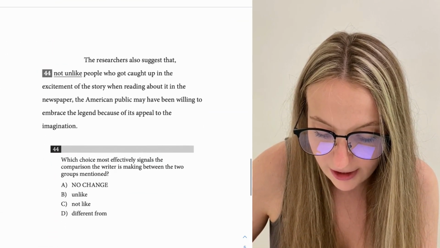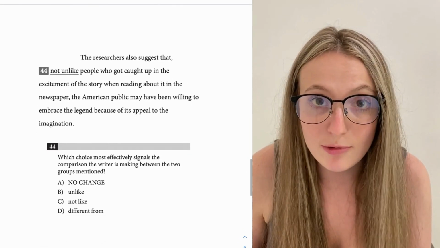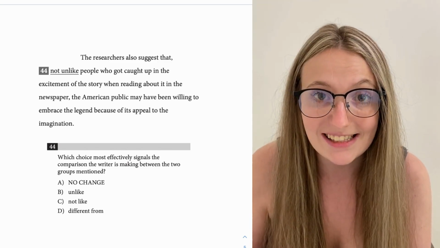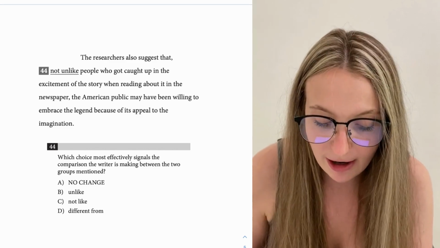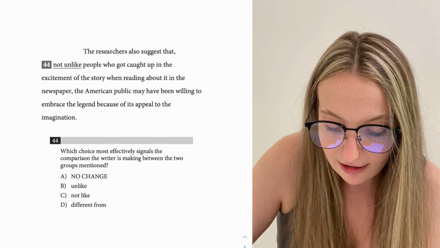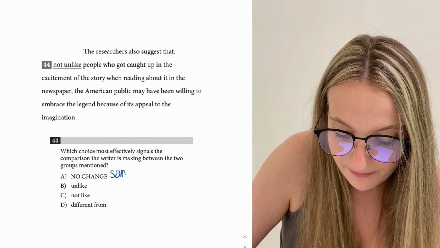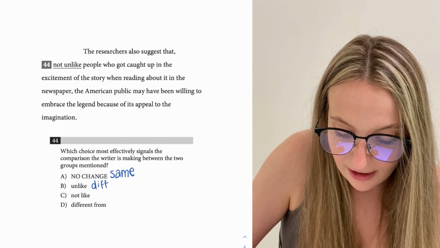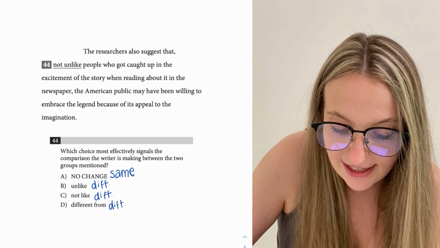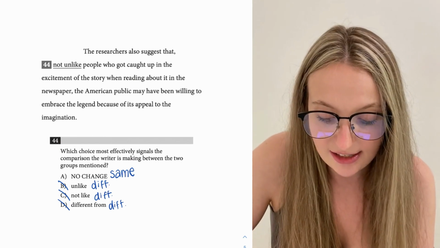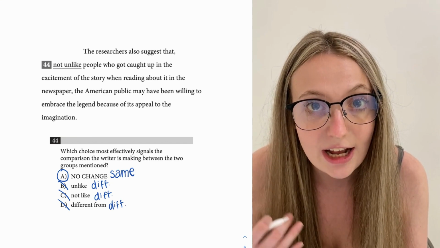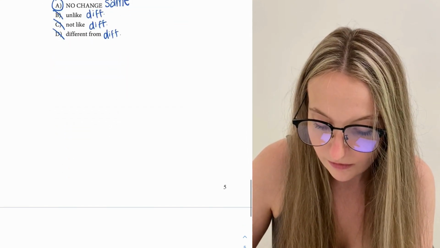All right, and 44, again, we can get this right without even really reading the question or understanding what's going on because, again, the odd one out, there's only going to be one that's different. So if 3 of them are the same, that can't be the right answer. So not unlike, that's a double negative. So not unlike means the same. Unlike means different. Not like means different. And of course, different from means different. So B, C, and D are all possessing the same meaning. They're saying different. A is saying the same. So that obviously then has to be the answer because that's the only one conveying unique content.